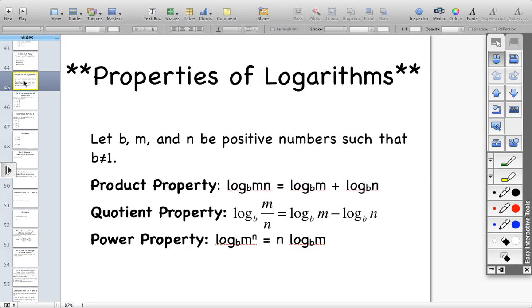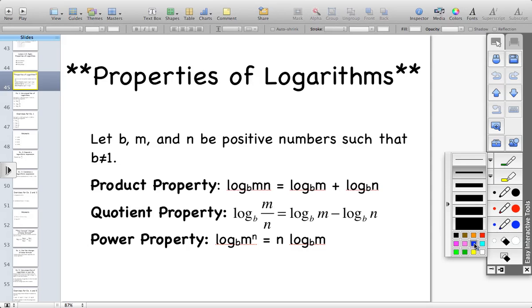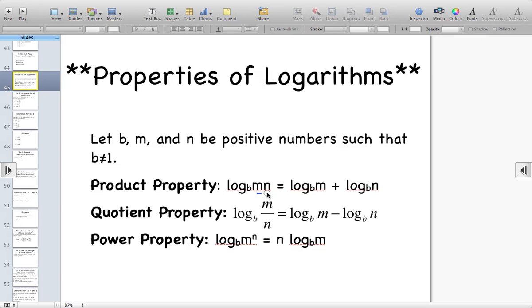So the product property talks about when we have either two variables or something we can break up into two factors. We take the two factors and separate them using addition. We've talked about that with exponents. If you have the same bases, you add the exponents. This is kind of the same idea.